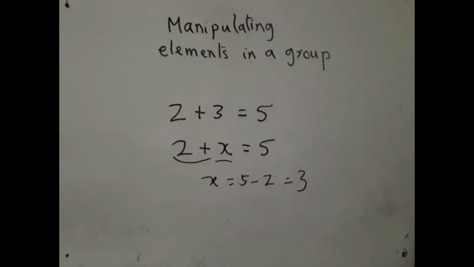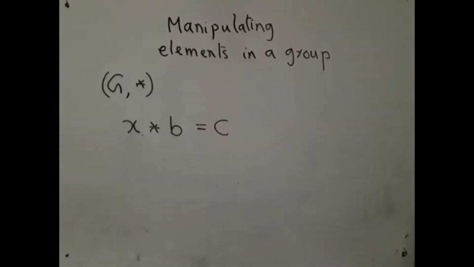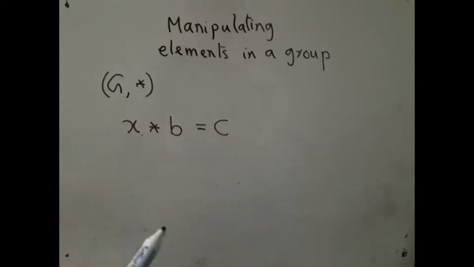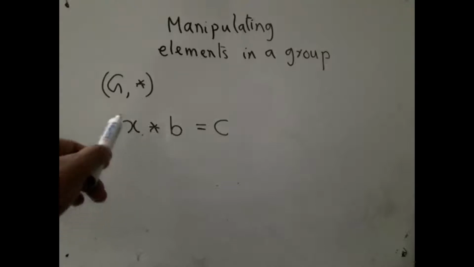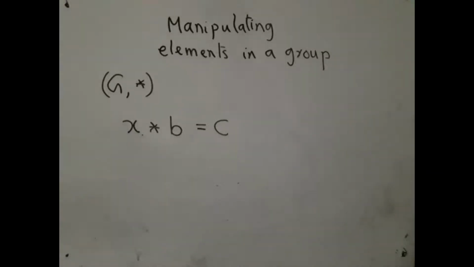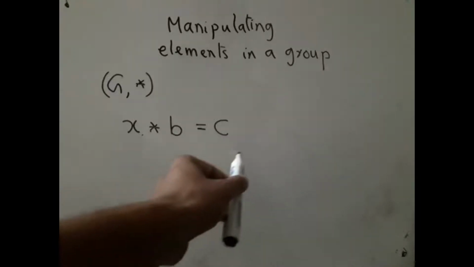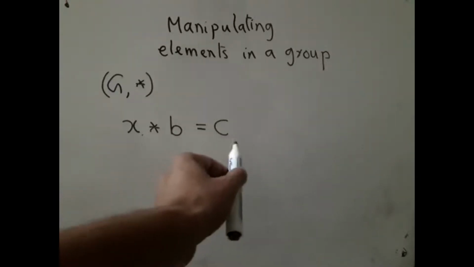Now inside a group also we can do similar manipulations. We are going to learn about them now. Suppose we have this problem. In a group G star, x star b is equal to c, where b and c are given to you. You are required to find such an x and also to check if such an x always exists and if it is unique. Well, then we can do the same thing. We can take this b onto the other side and b will become b inverse.